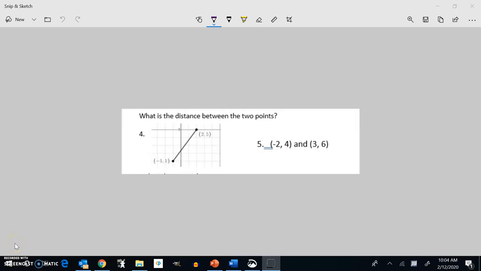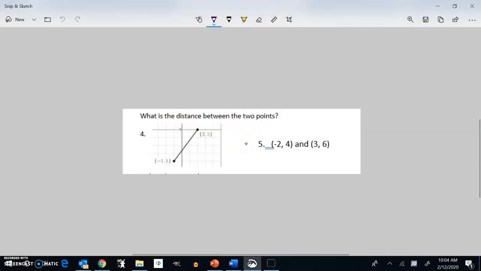All right, Math 88 midterm practice. These are questions 4 and 5. And what we're trying to find is the distance between the two points. So remember, for the distance between the points, we can think of the Pythagorean theorem.